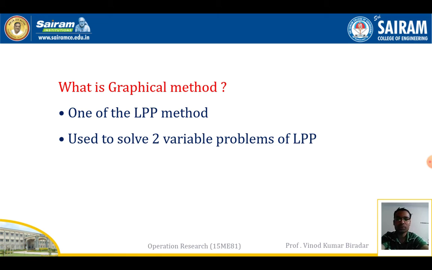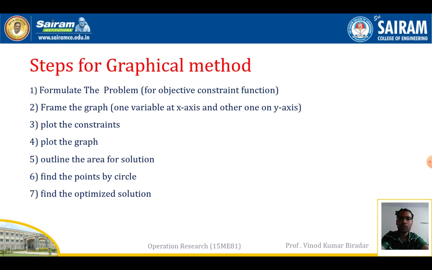Don't confuse: formulation of LPP is different and the linear programming problem is different. The graphical method is used to solve the two variables problem of an LPP, to find the two values, plot them in a graph and find the maximum point or minimum point. That is the graphical method. To solve these problems we have a set of steps. First is to formulate the given problem. To understand the problem, read carefully twice or thrice. Note down the main objective and constraints given in the question.